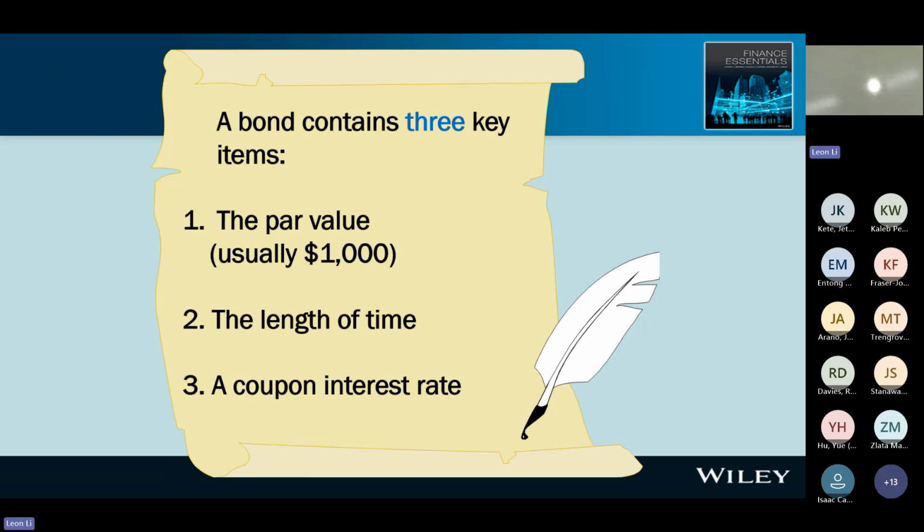So you can see the bond will contain 3 key items. First, payments to the bond investor: the par value, the lump sum payment on the maturity date. Another payment is the coupon. We use a coupon interest rate to calculate the coupon. The third item is the length of time, that means the maturity date of the bond. So today, the company or the government borrows the money from the investor. Next, they need to pay the coupon every period and the par value on the maturity date. So this is the key definition of the bond.